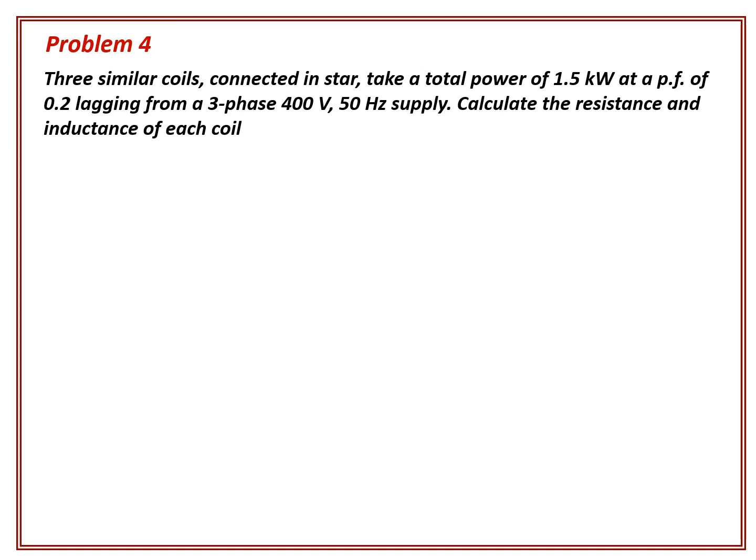Next question: 3 similar coils connected in star take a total power of 1.5 kW at a power factor of 0.2 lagging from a 3-phase 400 volt 50 Hz supply. Calculate the resistance and inductance of each coil. In the previous question you were asked to calculate total power from the given values of resistance and inductance. Here the total power is given, and from the total power you are asked to calculate the resistance and inductance of each coil. The power is given as 1500 volts.